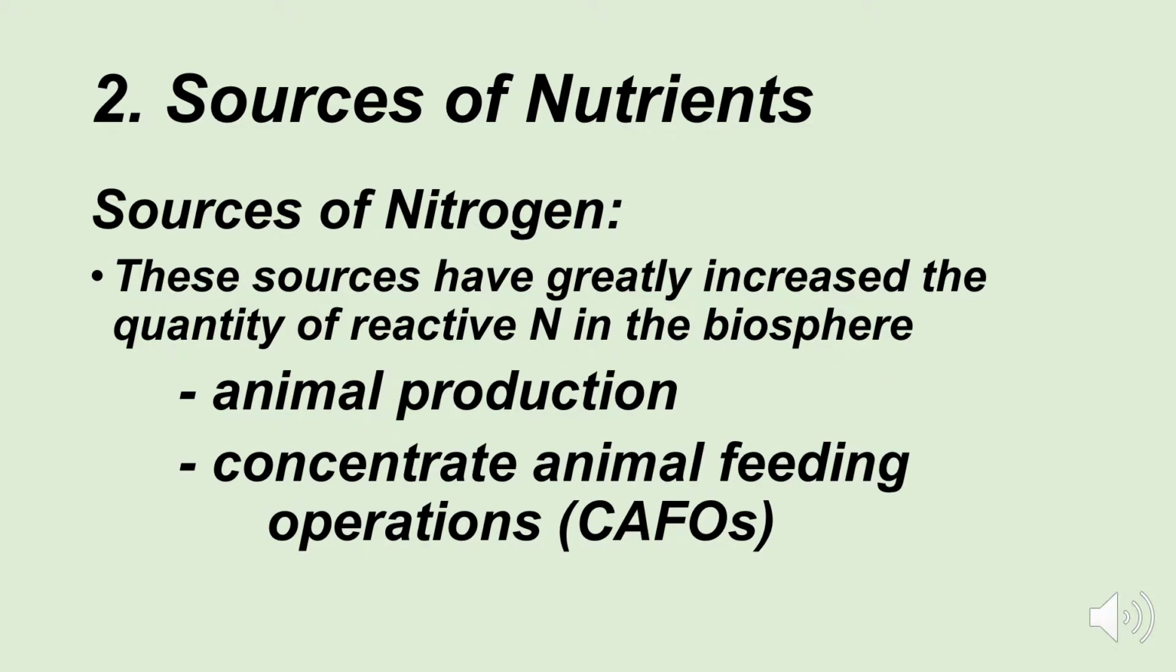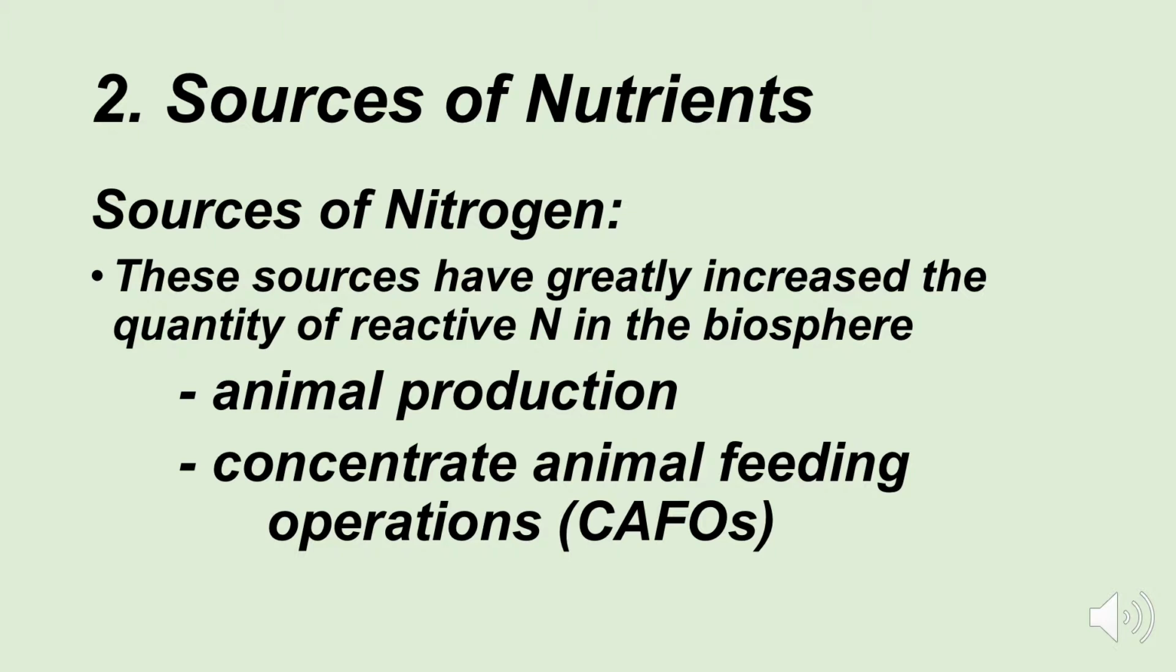Additional sources of nitrogen include animal production. We have greatly increased the amount of animals we grow on this planet, animals for human consumption. I've seen a number, something like 18 to 20 billion animals are grown primarily for human consumption. That's almost 3 times the human population as it is. And especially when animal production is concentrated into specialized feeding units such as CAFOs.